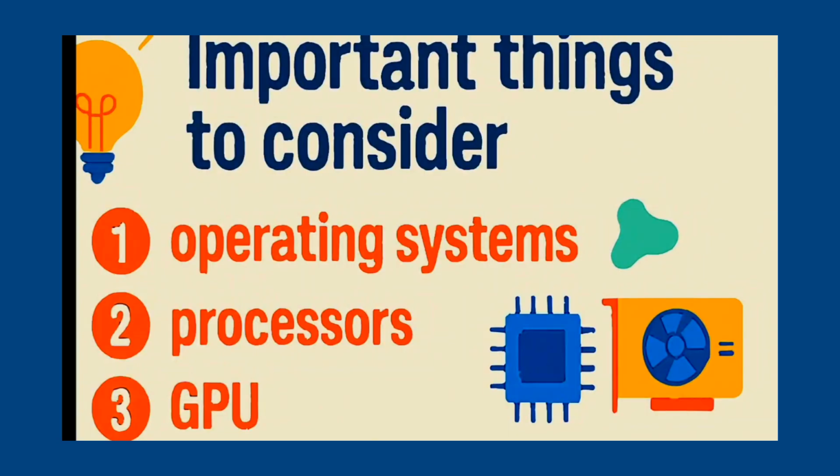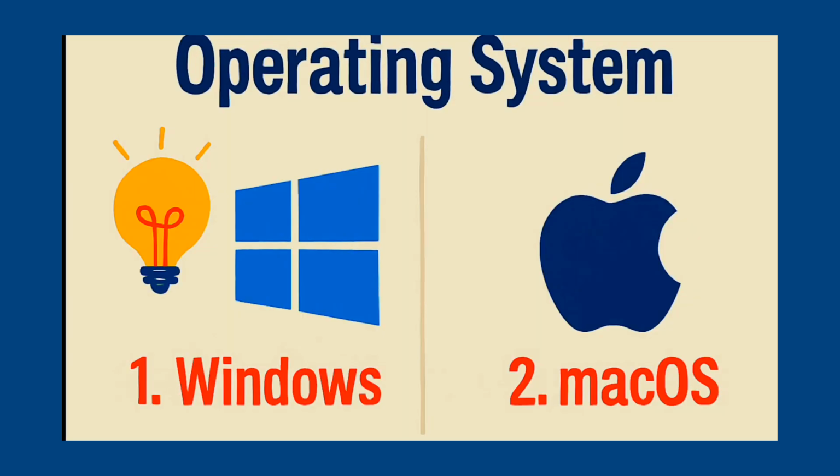There are a few things you must know before buying a laptop. Those are the operating system, processor, and GPU. In the operating system, the OS, we have Mac OS, Windows, Chrome OS, and Linux. But Windows and Mac OS are widely used, so we can choose either one of them.